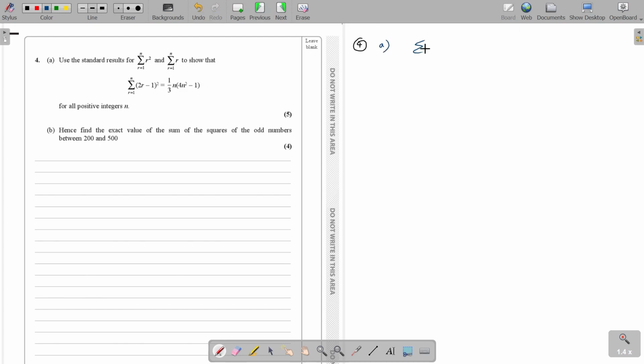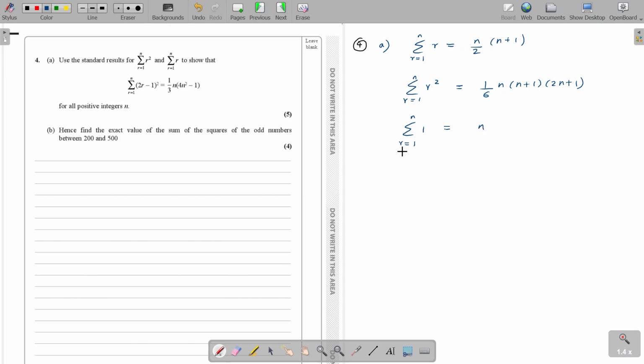Summation r, we'll start with summation r from r equals 1 to n. The equation is n over 2 times (n plus 1). Summation of r square from r equals 1 to n is 1 over 6n times (n plus 1) times (2n plus 1). Am I correct? Are these equations okay? Okay, so we need to use these two equations, and additionally you might need to know the summation of 1 from 1 to n, that will simply be n. So these are the three main things you need to use here.